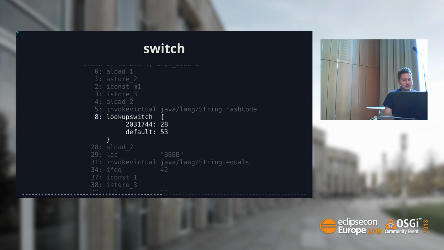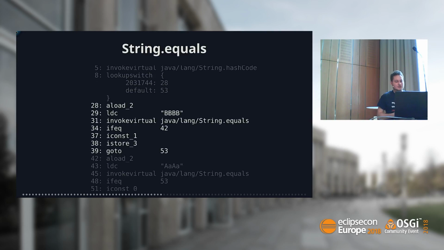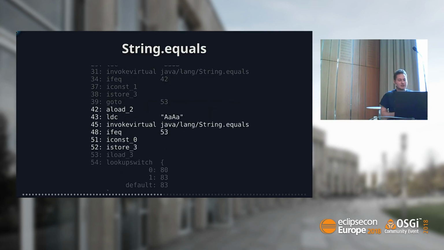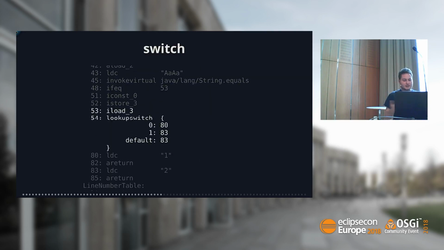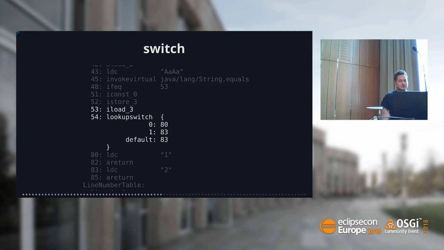And if it was unlucky, like in this case, those 2 strings do actually have the same hashcode. We also need to do a little bit of equals checking to determine whether it's really the case which we expect. So here are 2 comparisons, and the last switch already knows which case to go to. There are 3 cases: 0, 1, default. That's why we get the 2 switches.